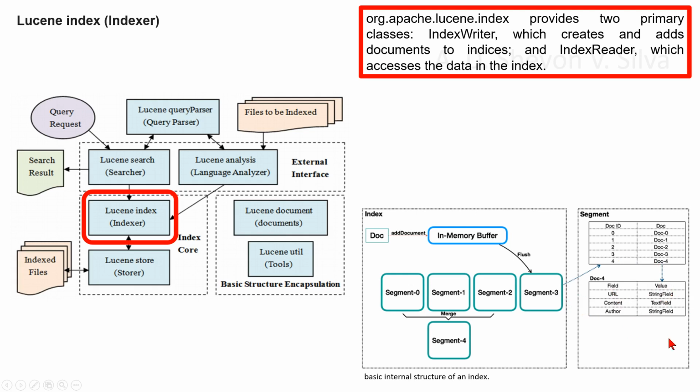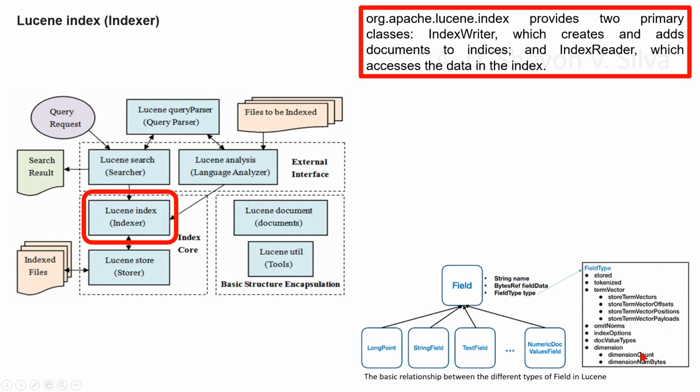It has fields and values. Here you can see the basic relationships between different types of fields in Lucene. Lucene supports many types of field, and each type of field determines the supported data type and index modes. Currently, the supported field types include long point, text field, string field, and numeric doc values field.